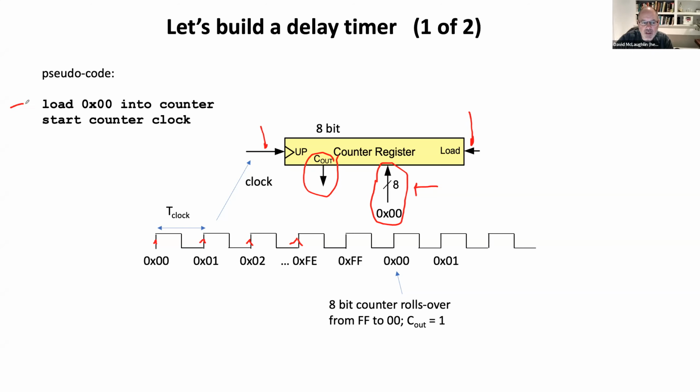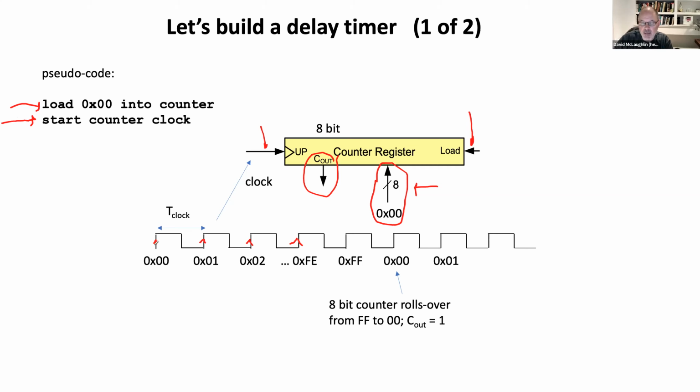This is pseudocode. This is not really C code. It's suggestive of code. So the first thing we're going to do is load the value 0 into the counter. So it's starting out at 0, and then we're going to just tell it to start counting. All right, so that's the only code that we've got here. Load it with 0 and start counting. And so this is what it's going to do.